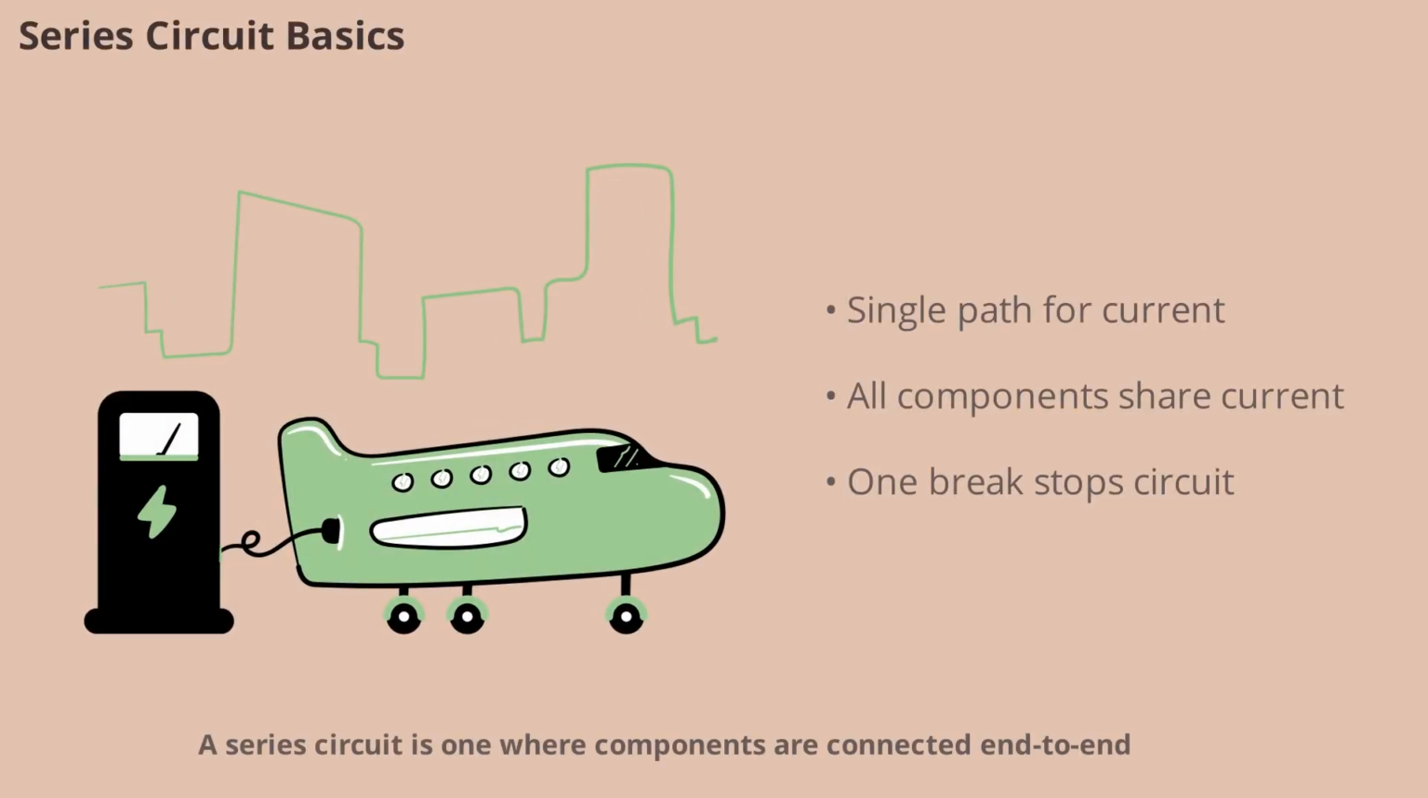A series circuit is one where components are connected end-to-end, forming a single path for current to flow. If any part of the circuit is broken, the entire circuit stops working. Series circuits are simple to design but have limitations, such as all components sharing the same current. This setup is commonly found in string lights, where one broken bulb can turn off the whole string.